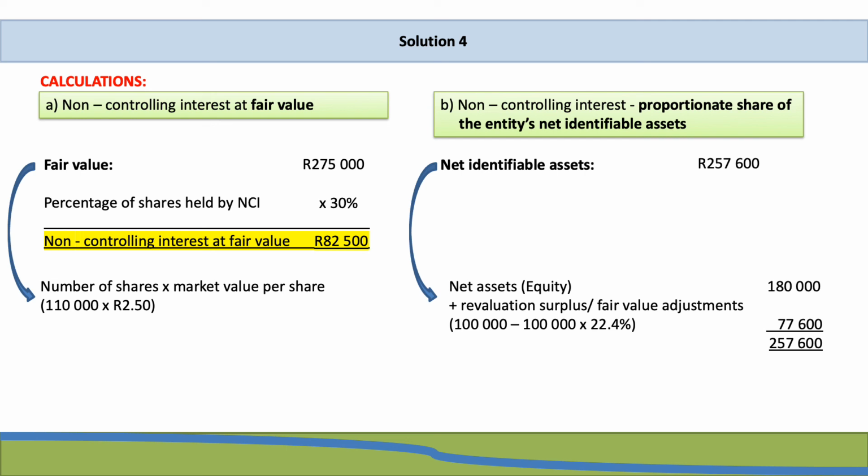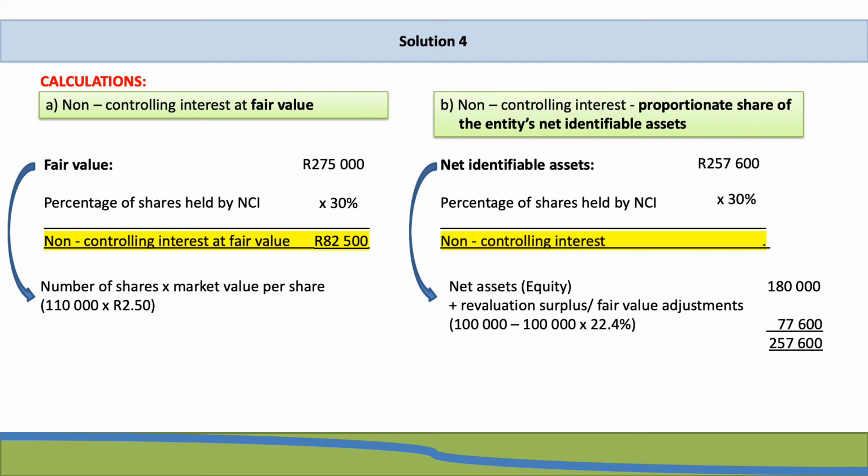And that means that our total net identifiable assets amounts to 257,600. Now the next step is just to apply the percentage of the shares held by our non-controlling interest, which is 30%, and that means that our non-controlling interest using the proportionate share of the entity's net identifiable assets will be 77,280.